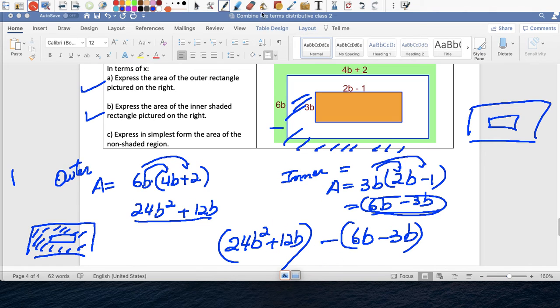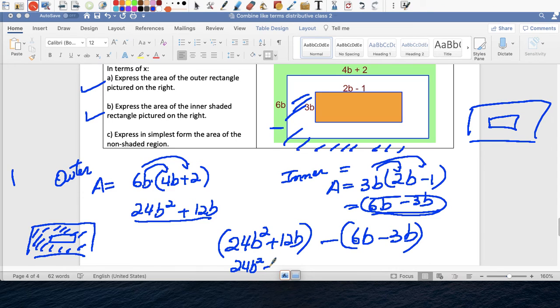And we have to remove the parentheses. If we remove the parentheses, we get 24b squared. And I know you're going to say, why do we put the parentheses in the first place if we're going to remove them and nothing's going to change? But just for you to understand, I put the parentheses there because I want to show you that these two terms express the area of the bigger rectangle.